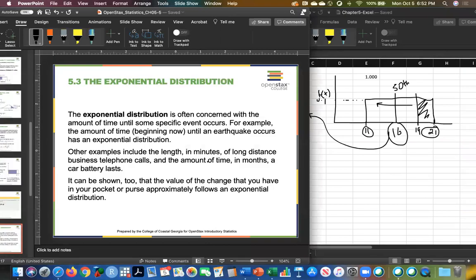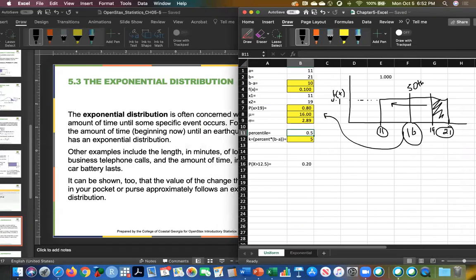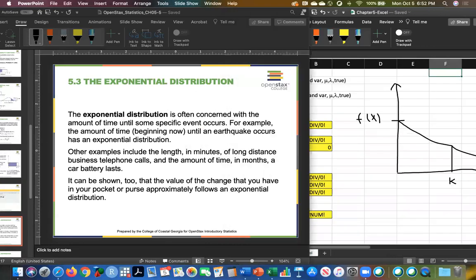So secondly, we have the exponential distribution. This exponential distribution is basically often concerned with the amount of time until some specific event occurs. For example, and this is a very good example, the amount of time beginning now until an earthquake occurs has an exponential distribution. So that's a very good question.